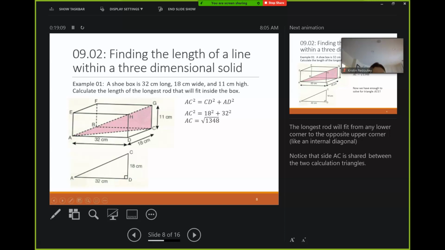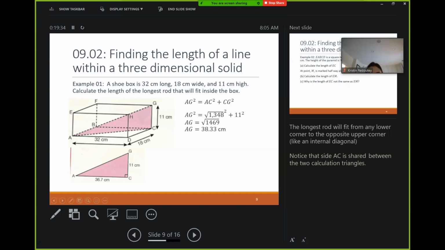So when we calculate that, we get that AC is the square root of 1348. And now we can solve AGC. So the square root of 1348 is 36.7. That's where that number comes from. And now we can just do the Pythagorean theorem again, and we get AG is the square root of 1469, or about 38.33.